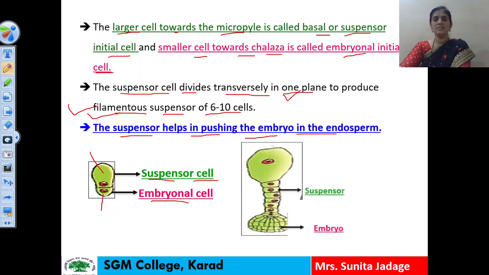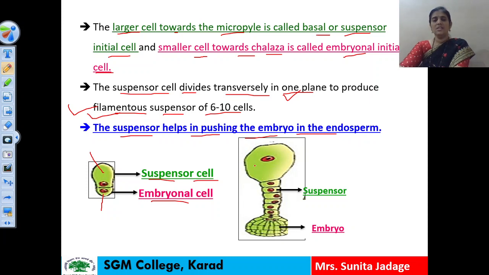So let us see the suspensor here. This is the larger suspensor cell, and it divides transversely in one plane, and there is an elongated suspensor you can see here. This is called a suspensor, and side by side the embryonal cell is also dividing, and it shows a globular type of embryo. You can see here, this is a globular embryo which will be formed from this embryonal cell. So side by side the developmental changes are taking place in both cells, the suspensor cell and the embryonal cell. Okay.